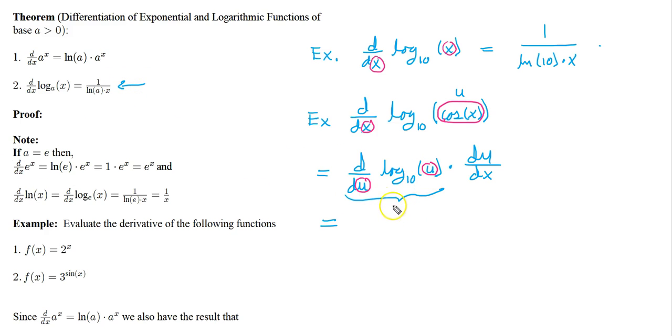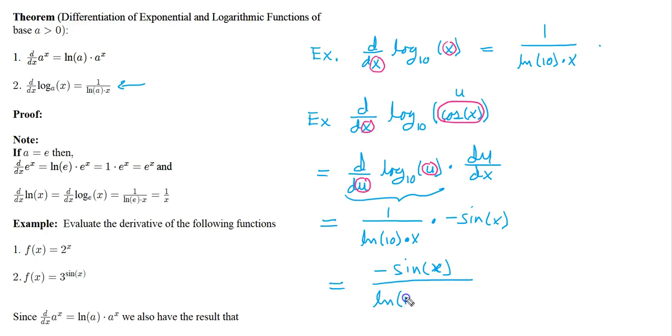so we can just directly apply this formula, and we get that this is equal to, now d du, derivative of cosine of x is negative sine x, and we get our answer. And there we go.